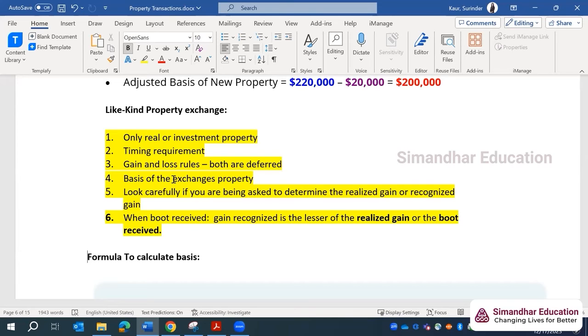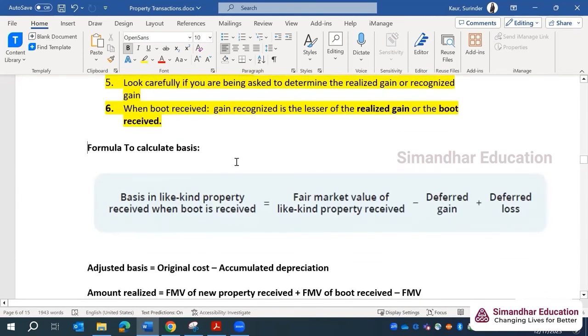Okay. So these are the few things that you have to keep in mind when you are learning the like-kind exchange provision. Now remember that it is very important for us to determine the basis of the property that we are receiving, because that is going to help us understand how much will be the basis of the property and what is going to be my deferred gains or losses.